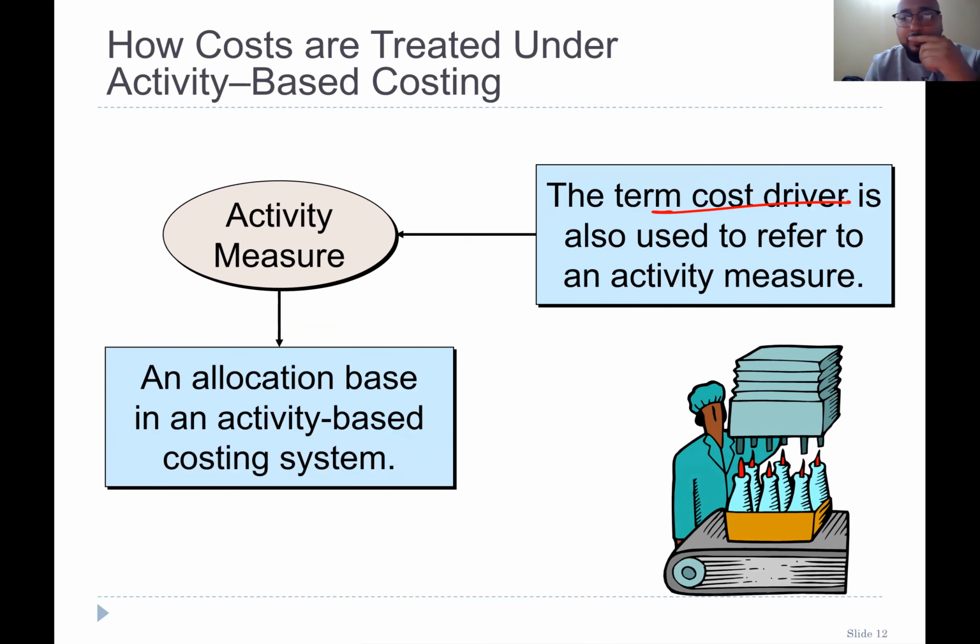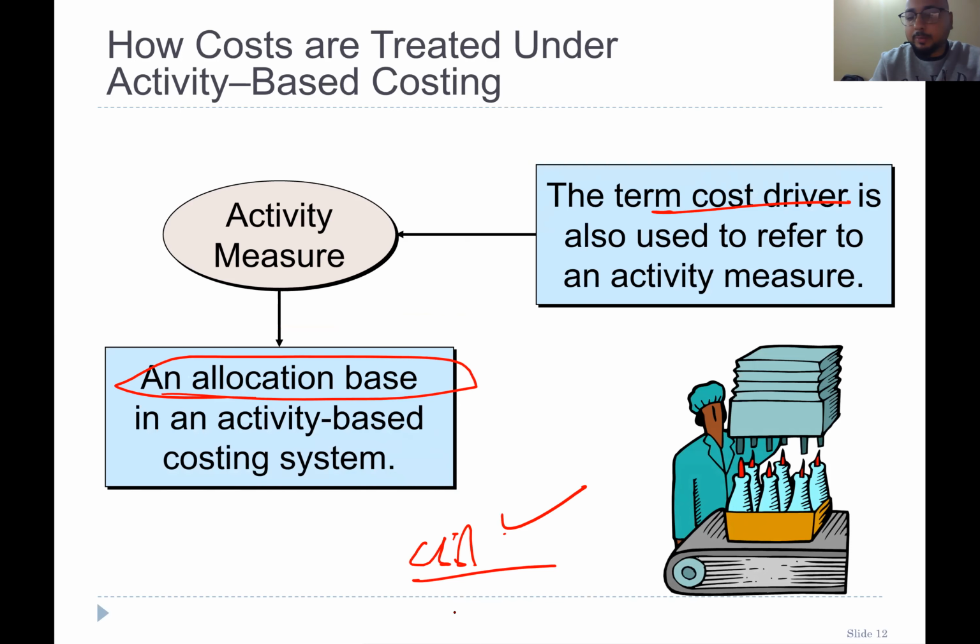It is the denominator. In absorption costing, in the plant-wide approach, we talked about this as the allocation base. The cost pool is going to be the numerator, and the denominator is going to be the activity measure: how we measure this cost pool, where it is coming from, and on which basis we need to divide this cost pool.